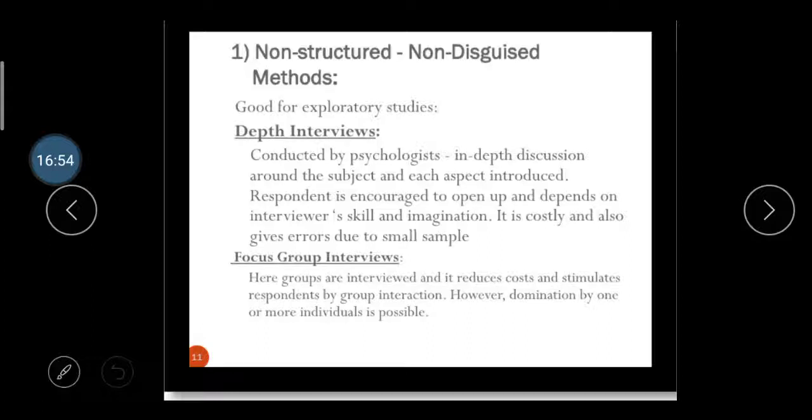So first one, there is the non-structured and disguised method. In that, the first one is the depth interview. It is conducted by a psychologist around the subject of each aspect, encouraging the respondent to open up, and it depends on the interviewer's skills and imagination. So it is costly and also gives error due to the small sample.